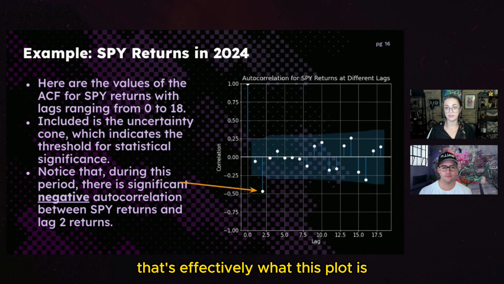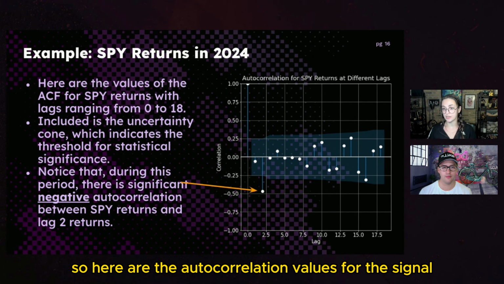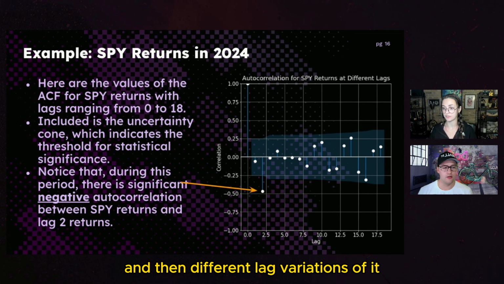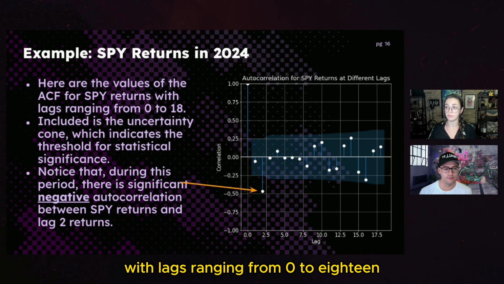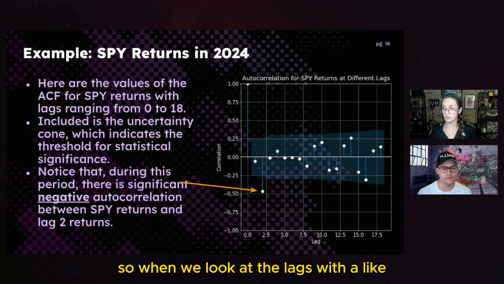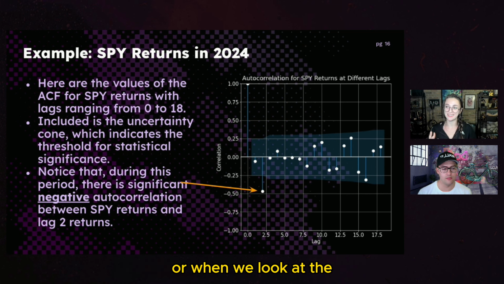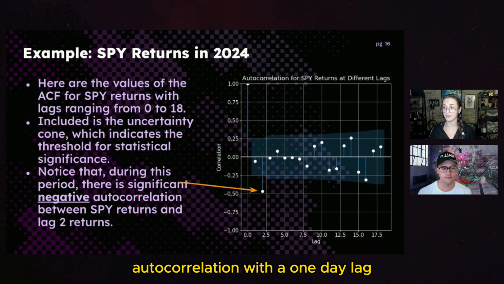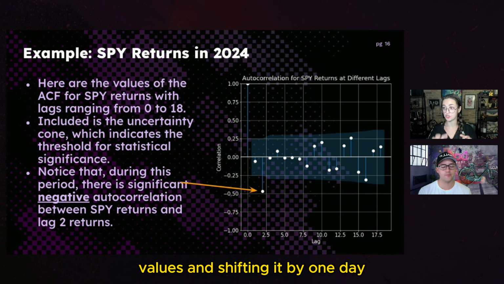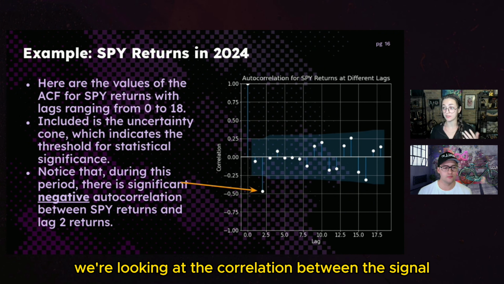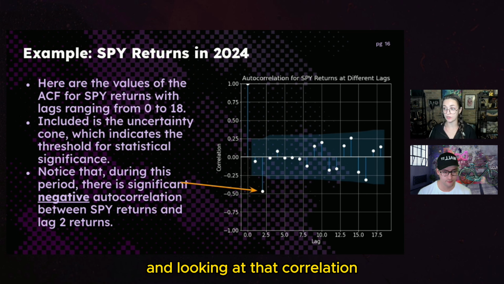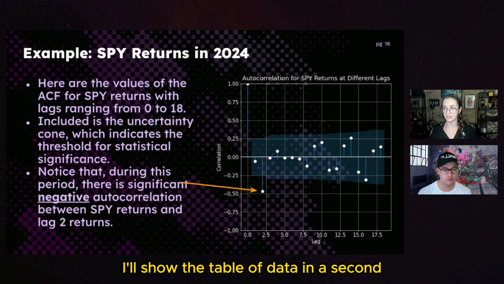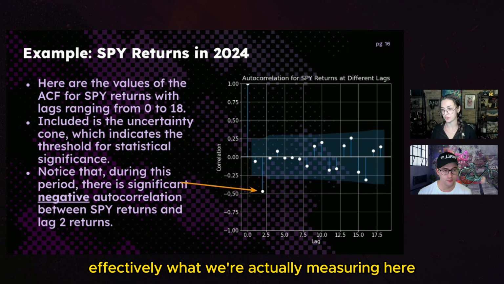When we look at the autocorrelations at the different lag levels, that's effectively what this plot is. So here are the autocorrelation values for the signal and then different lagged variations of it, specifically with lags ranging from 0 to 18. When we look at the autocorrelation with a 1-day lag, we're taking those returns values and shifting it by 1 day. When we're looking at the correlation between the signal and a lag of 2, we're shifting it by 2 days and looking at that correlation. I'll show the table of data in a second, but that's effectively what we're measuring here.